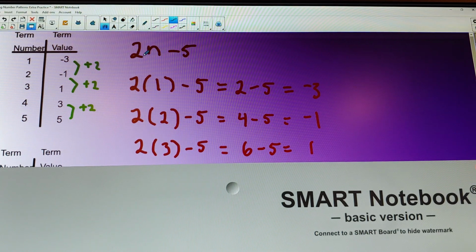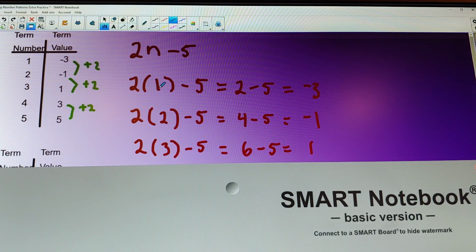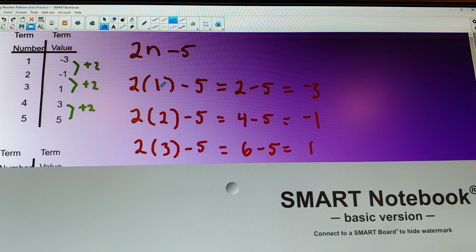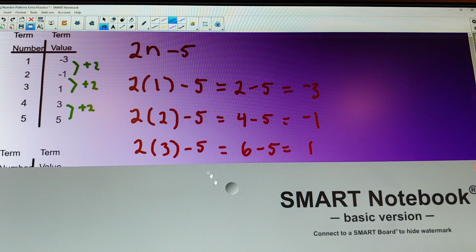So that change of 2 tells us that I need to multiply n by 2. If I do that, 2 times 1 would be 2, but we need -3. So what do I have to do to get from 2 to -3? Well, subtract 5, and then that gets us down. And then, like I said, check it for 3 of them. If you can get 3 in a row to work, you know you have it.